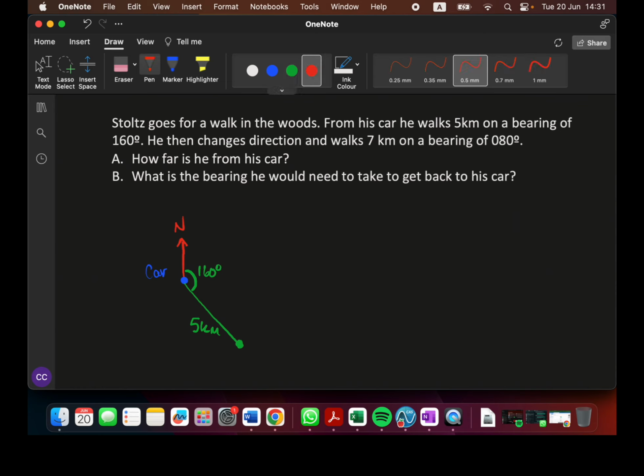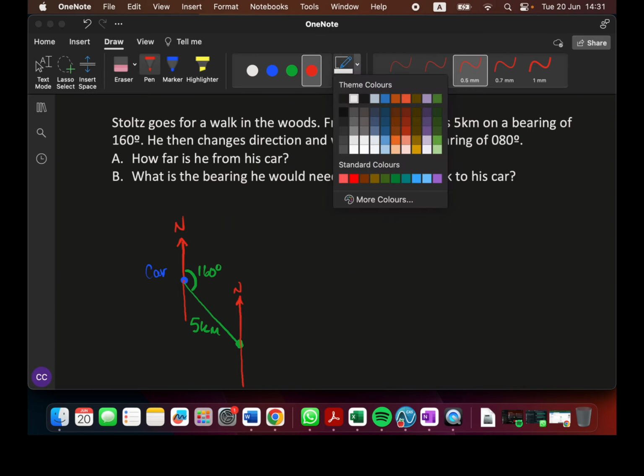and again, I'm going to switch directions at this point, so I need another north line. I'm actually going to extend these north lines just a little bit longer to prove a point about what's going on here. Okay, so at that point, it says I walk 7 kilometers on a bearing of 80 degrees.